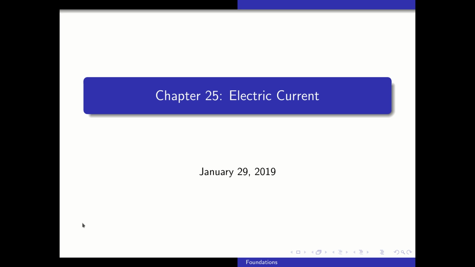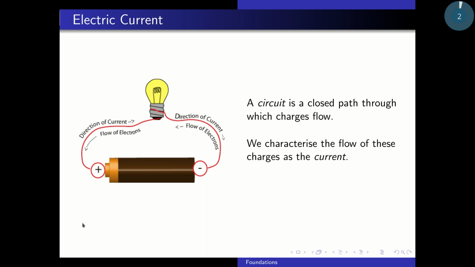Hello everybody. We're going to start talking a little bit about electric current today. So let's go ahead and jump right in. Let's first define a circuit. A circuit is a closed path through which charges flow.